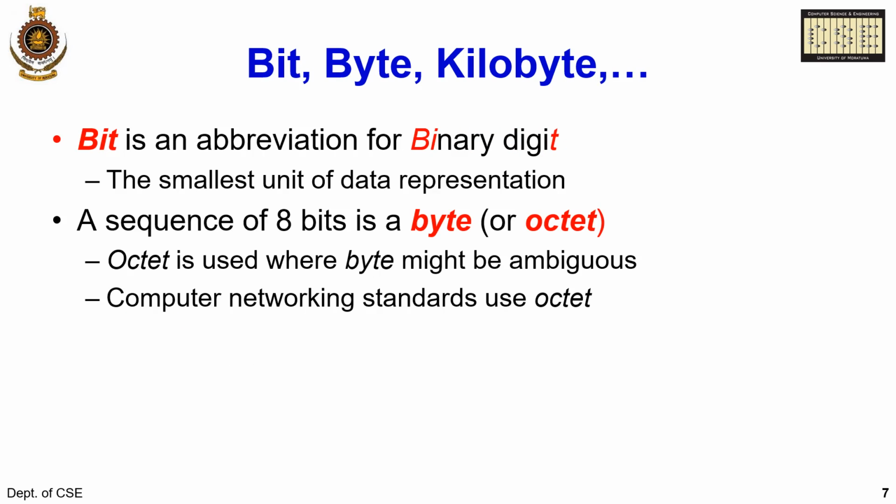The smallest unit of representing data is referred to as a bit, right? The word bit comes from binary digit, right? It's kind of an abbreviation for binary digit. A sequence of 8 bits is referred to as a byte. Sometimes it's also called an octet, particularly in computer networking.